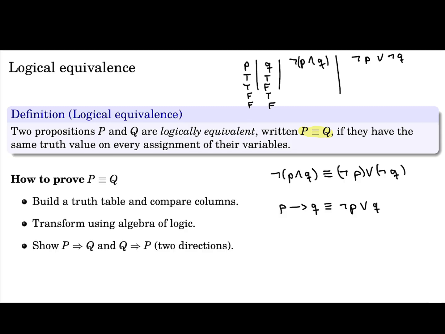Okay, so the main idea here is that logical equivalence means that two propositions may look different, but they always have the same truth value. In other words, they are different ways of saying the same logical thing.